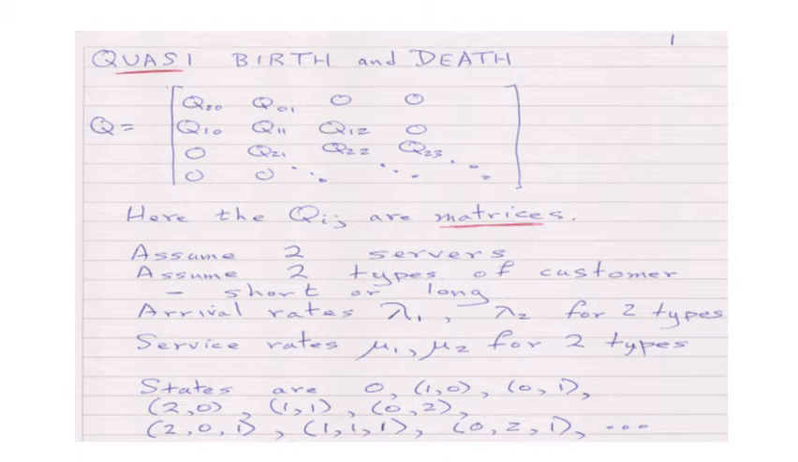We have two types of customer, long or short. The arrival rate of customers is lambda, and we'll break that lambda up into two parts, lambda 1 and lambda 2. Lambda 1 would be the customers that require a short amount of service. Lambda 2 would be the customers that require a longer amount of service. The service rates are mu1 and mu2. Mu1 would be the rate for the customers that require a short amount of service. Mu2 would be the rate for customers that require a longer type of service.